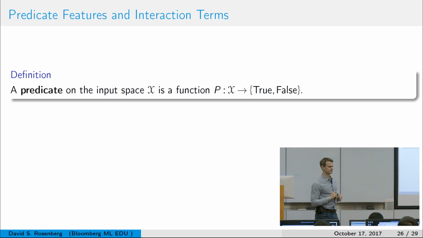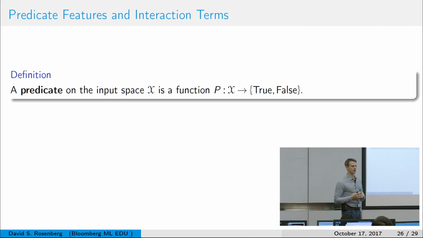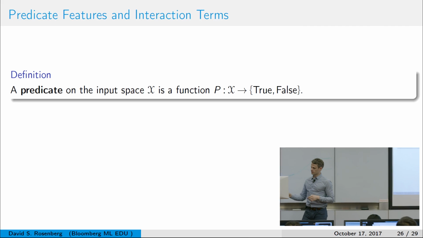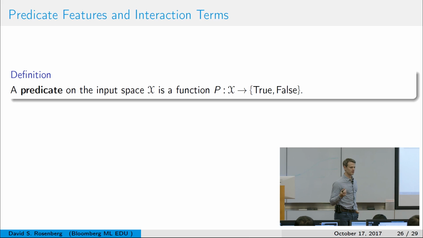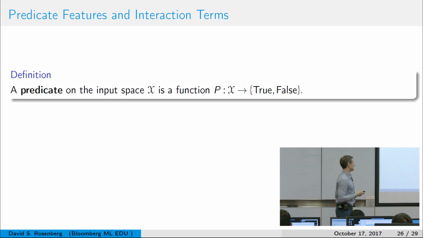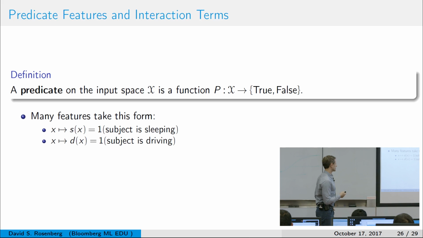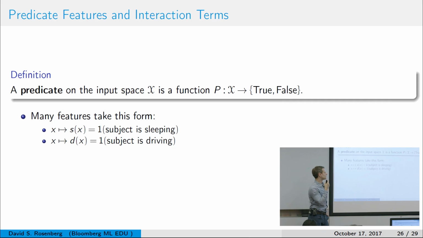Any questions so far? All right, so next, this is a light slide. It's just some terminology. There's something called a predicate. A predicate is a feature that's true or false, in a sense. It's something that answers a question about the input. So, for example, a feature might be, for x, is the subject sleeping, yes or no? So it's 1 if the subject is sleeping, 0 if it's not.